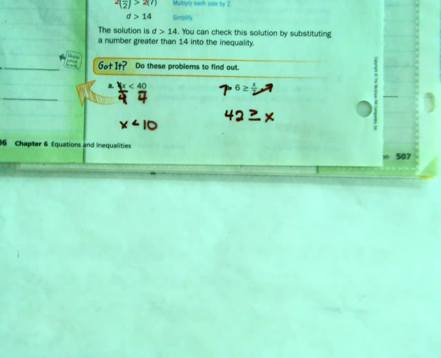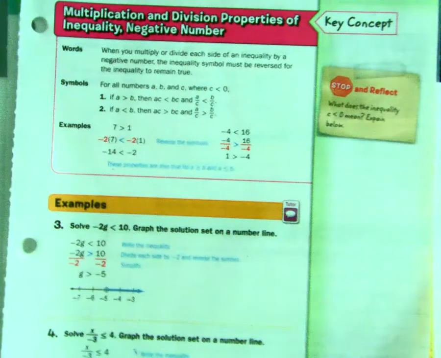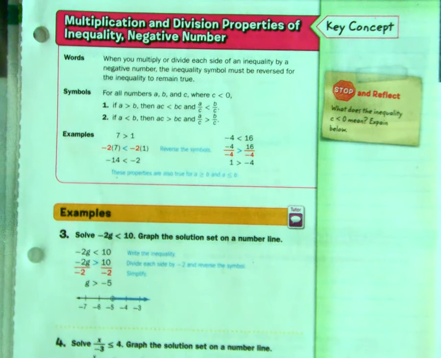So again, when you are multiplying or dividing by a positive number, it's the same rules as with the equal sign. We bring it over with the opposite of what we have done before. Okay? The next one is multiplication and division properties of inequalities with negative numbers. So whenever we are multiplying or dividing by a negative number, the symbol must be reversed for the inequality to remain true.